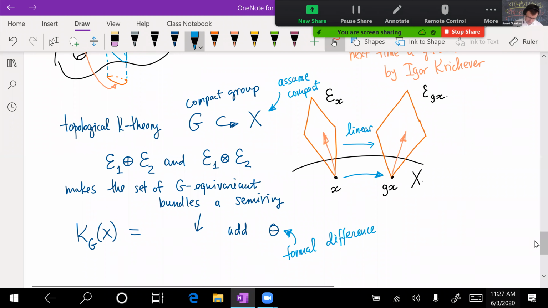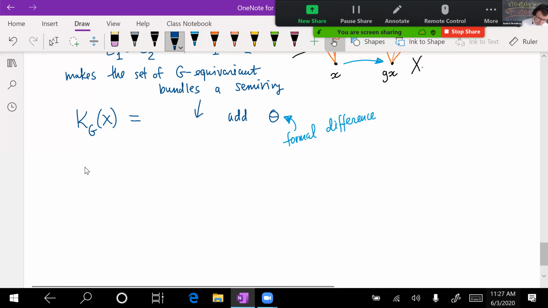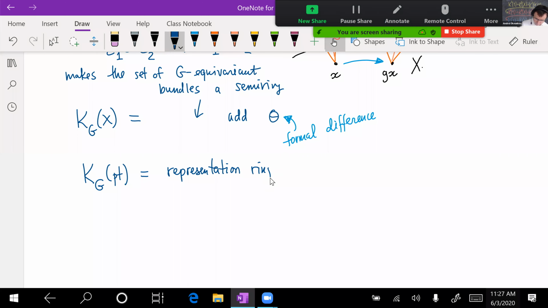And so what I'm trying to say is that if X is a point, that is just the representation ring of G. And by pullback, every space maps to a point. There's a pullback of vector bundles.